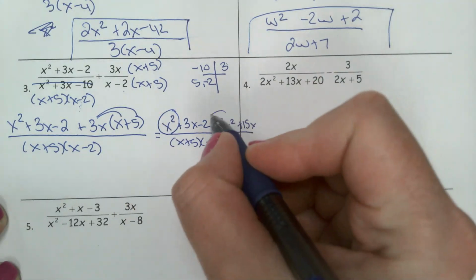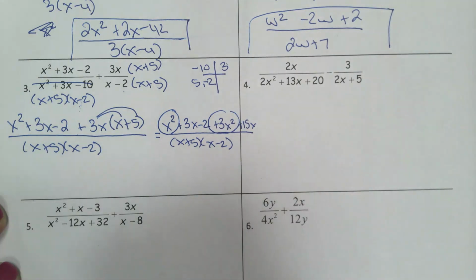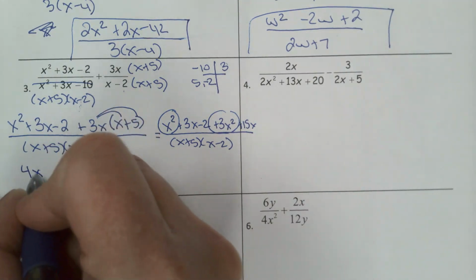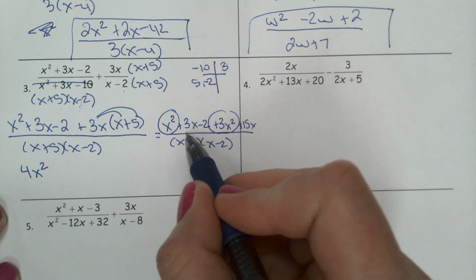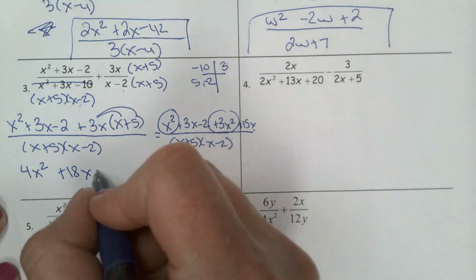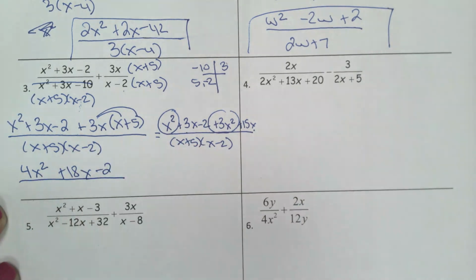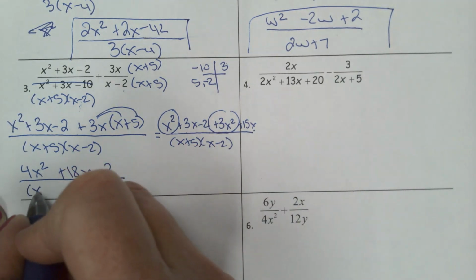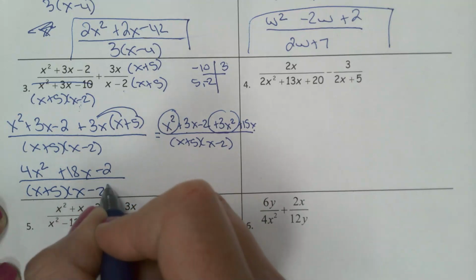I'm going to combine like terms with my x squared, so they add up to 4x squared. 3 and 15 adds up to 18x. I don't have any constants, so I'm just going to write it down. Over x plus 5, x minus 2.